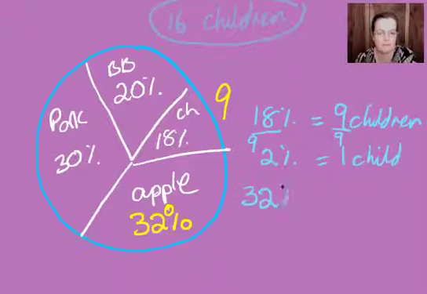32%. So if we multiply this side by 16, we have to multiply this side by 16. Can you see that? Now, I'm not red-green colourblind, but they seem to merge into each other. So 2 times 16 equals 32. So 1 times 16 equals 16. Which was the same answer as we had up here, isn't it? 16 children.